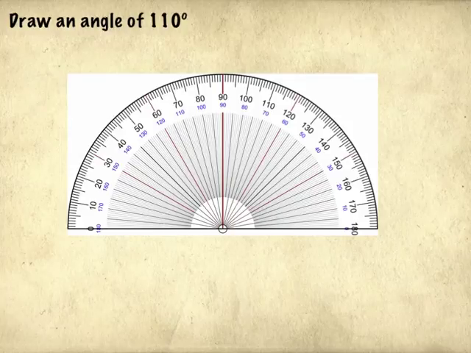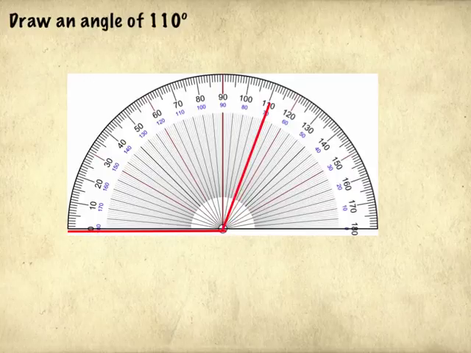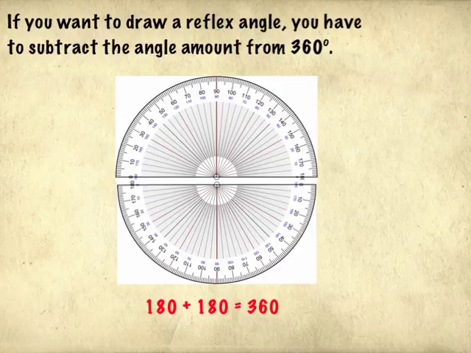So if a question asked me to draw an angle of 110 degrees, I would put one line on the 0, and I would line my other line up to the 110. And of course the vertex or center of the angle would be in this circle. So there I've just drawn an angle of 110 degrees, one on 0, one on 110. This is 110 degrees. Now when it gets tricky is if you want to draw a reflex angle.